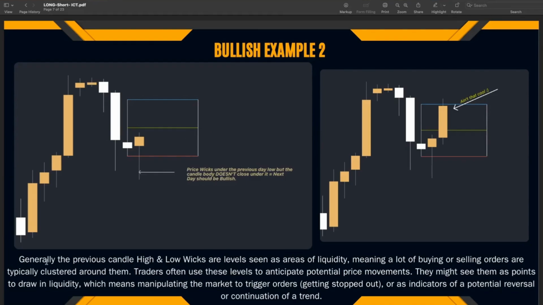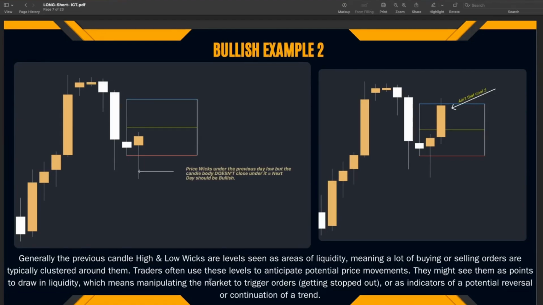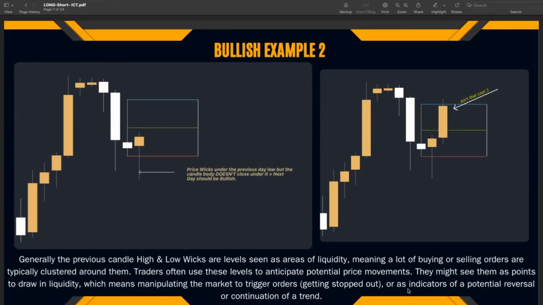Okay, now another thing is generally the previous candle high and low wicks are levels seen as previous areas of liquidity, meaning a lot of buying or selling orders are typically clustered around them. Traders often use these levels to anticipate potential price movements. They might see them as points of liquidity or to draw in liquidity, which means manipulating the market to trigger orders, or as indicators of a potential reversal or continuation of a trend.